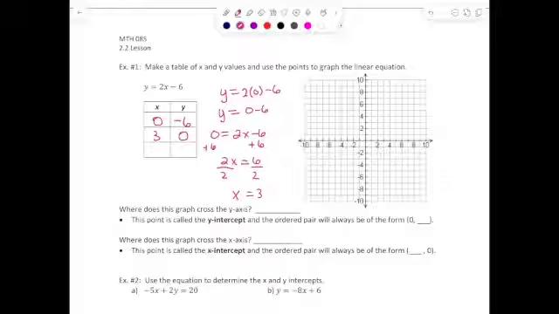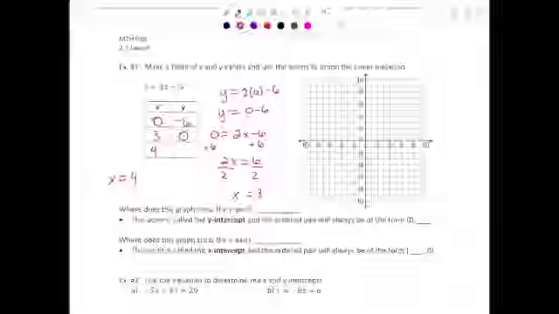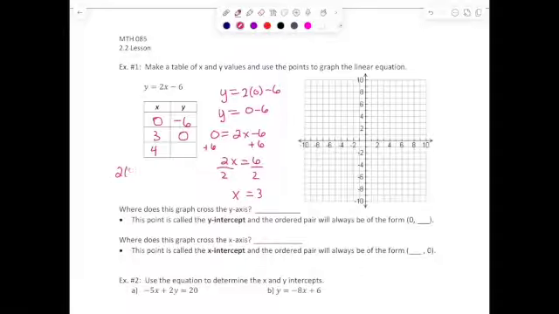Let's graph one more just so that we're okay with this concept. Let's do x equals 4. So we'll plug in 4. So we get 2 times 4 minus 6. We get 8 minus 6, which is 2.